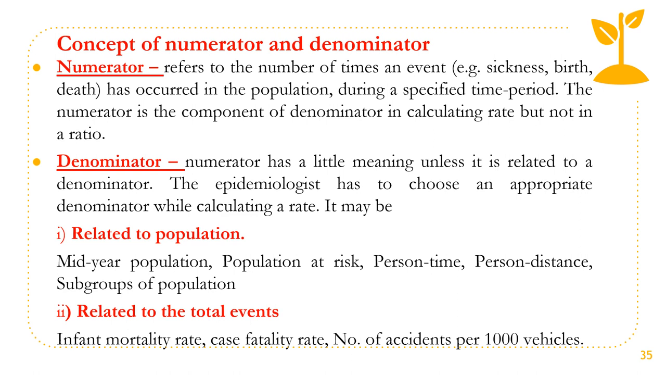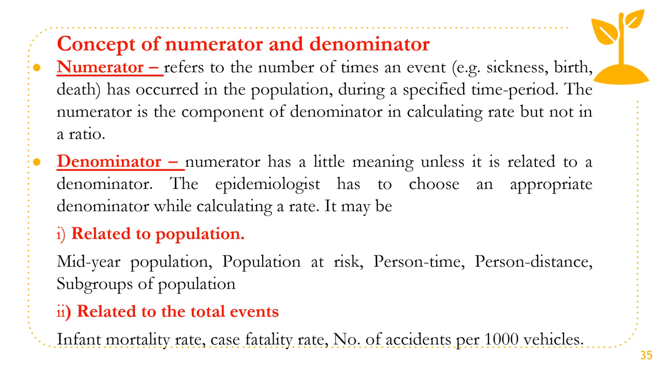Concepts of numerator and denominator. Coming to the numerator: the numerator refers to the number of times an event, for example sickness, birth, death, has occurred in the population during a specified time period. The numerator is a component of the denominator in calculating the rate, but not in the ratio. This is the major difference. If you are calculating the rate, then the numerator is a component of the denominator. But when you are calculating the ratio, this is not the case. The numerator may not be a component of the denominator.